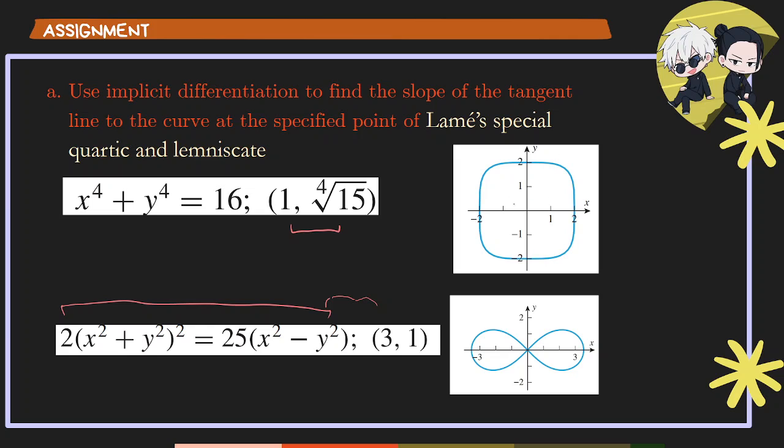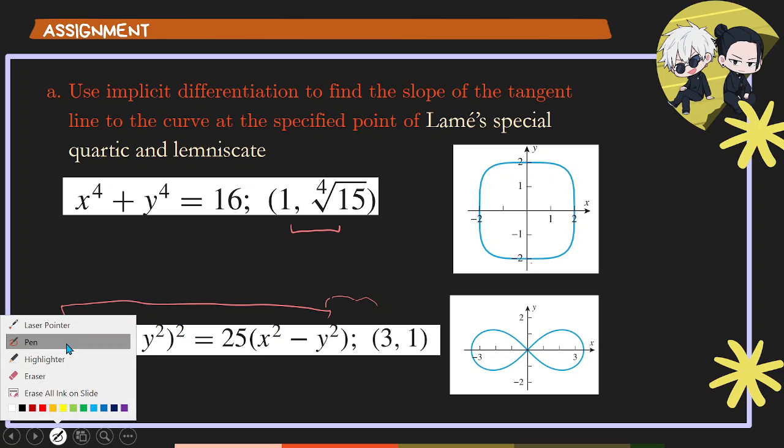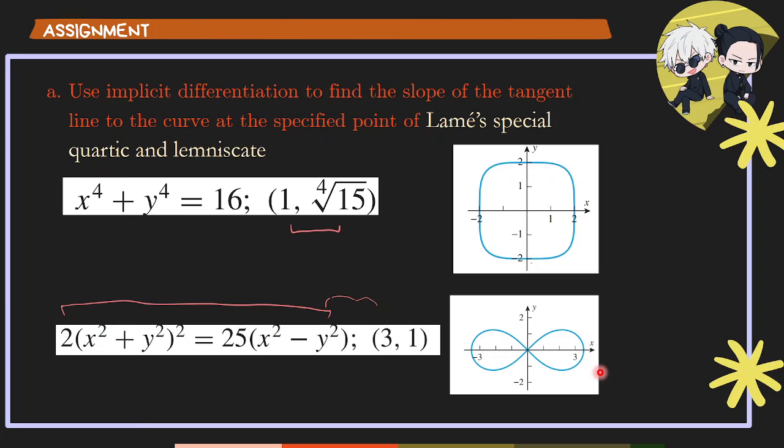No? So ito yung function na ang maximum point niya ay 2 at negative 2. Ito naman yung Lemniscate na tinatawag. And this Lemniscate, we're going to study when we go to polar curves, di ba? Yun yung polar coordinate system, no?